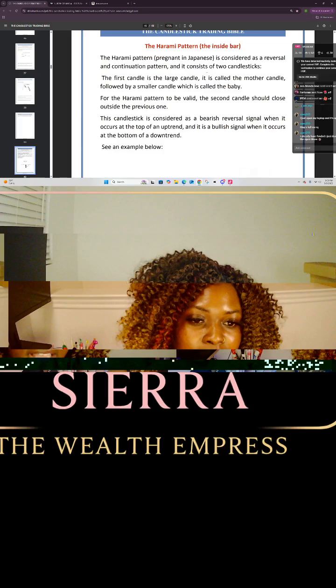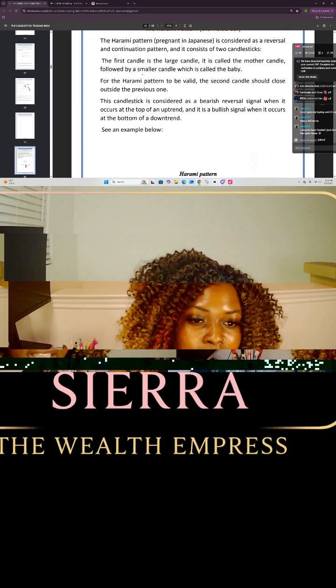It consists of two candlesticks. The first candle is the large candle. It is called the mother candle, followed by a smaller candle, which is called the baby.